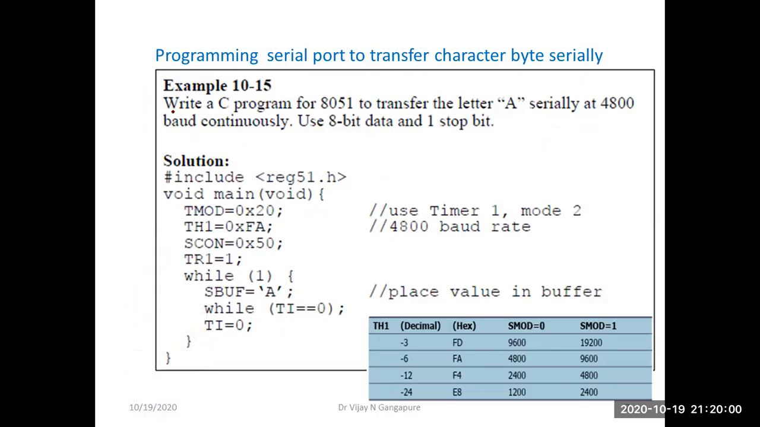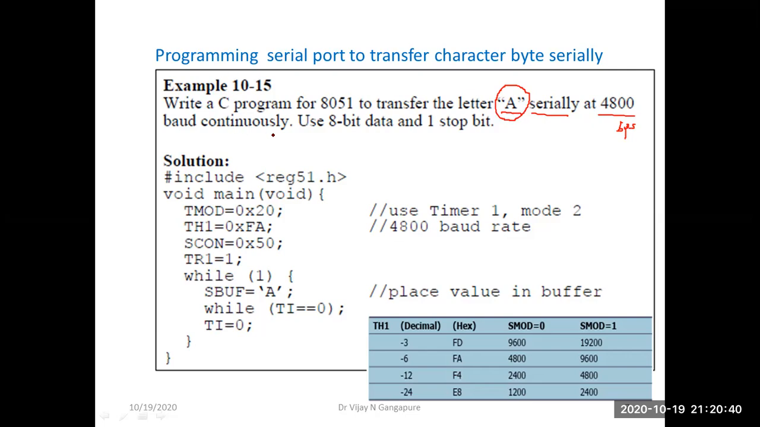Okay, now we will study the program which will transmit data serially. Write a C program for 8051 to transfer the letter A. We have to transmit the letter A serially on the serial port of 8051 at 4800 baud, meaning bits per second. Continuously, so we have to transmit the character A, that is the ASCII code of A, continuously with a baud rate of 4800 bits per second.